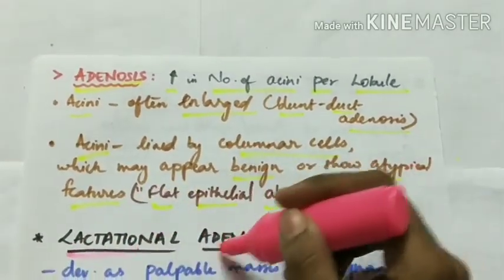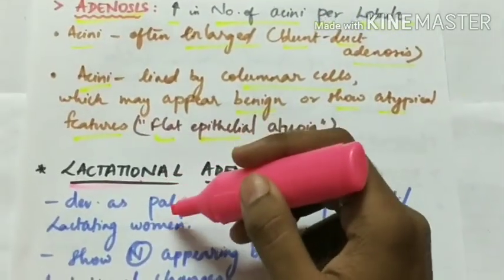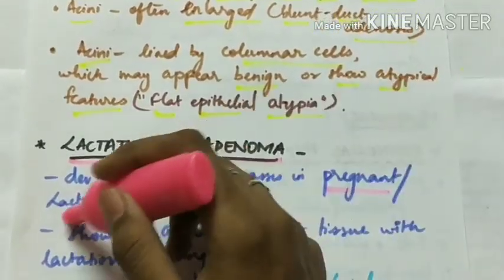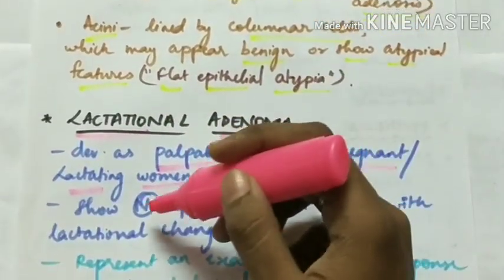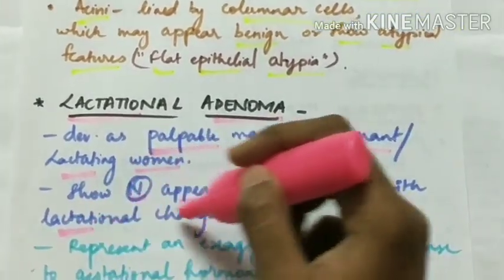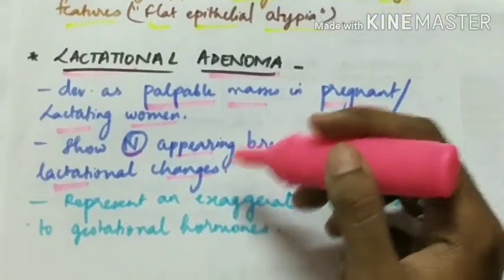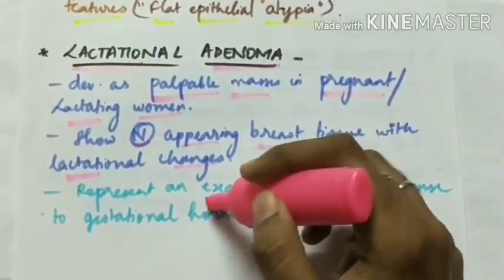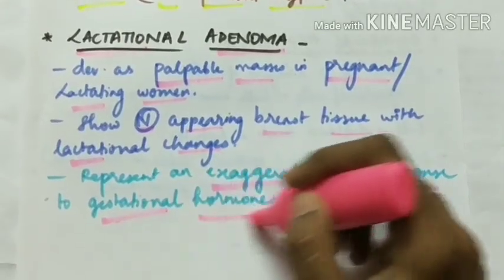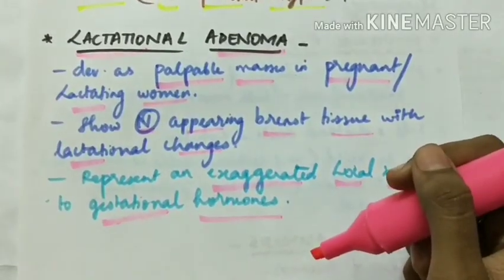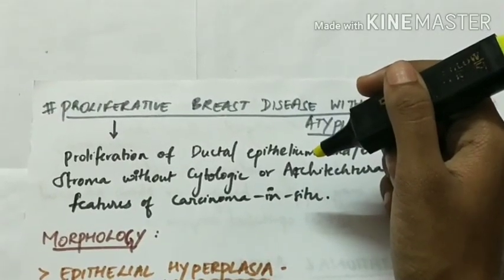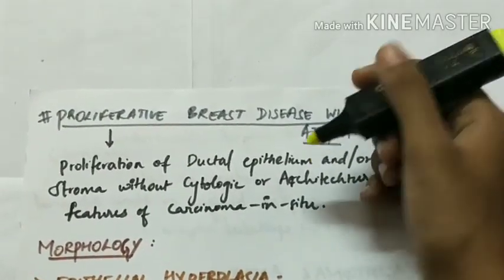Next is lactational adenoma. This develops as palpable masses in pregnant or lactating women. It shows normal appearing breast tissue with lactational changes, and this lactational adenoma represents an exaggerated local response to gestational hormones. So we have seen the non-proliferative breast changes, which are fibrocystic changes.